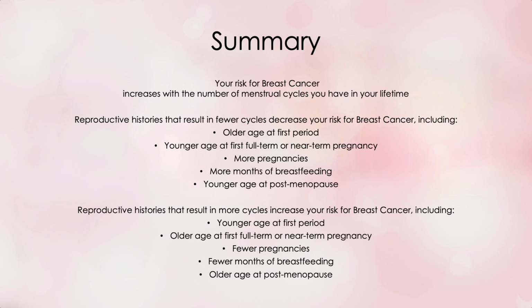These include older age at your first period, younger age at first term or near-term pregnancy, more pregnancies, more months of breastfeeding, and younger age at postmenopause. On the contrary, reproductive histories that result in more cycles increase your risk for breast cancer. These include younger age at first period, older age at first full-term or near-term pregnancy, fewer pregnancies, fewer months of breastfeeding, and older age at postmenopause.